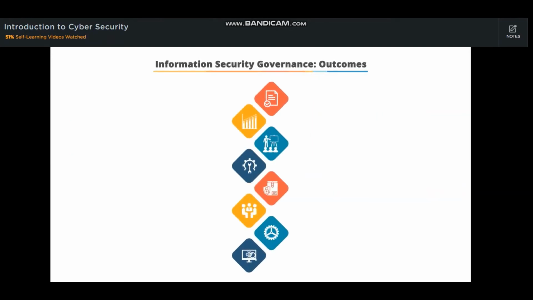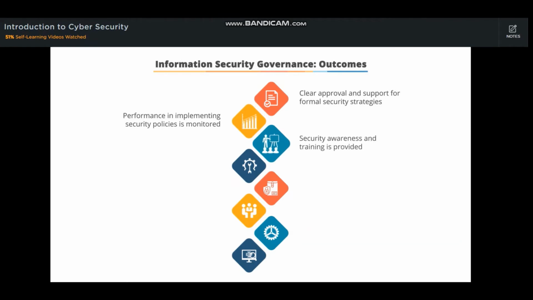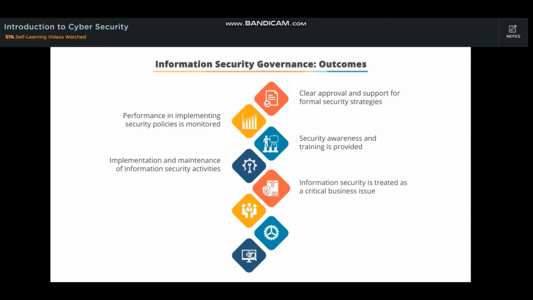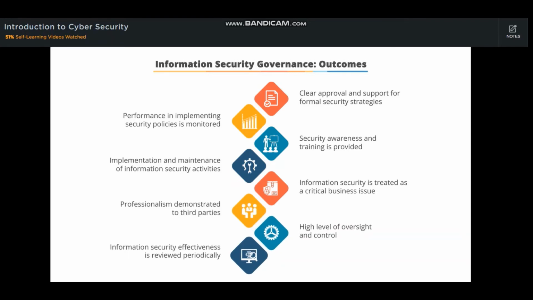Outcomes of information security governance: clear approval and support for formal security strategies and policies, monitoring and measuring organizational performance in implementing security policies, supporting security awareness and training for all staff throughout the organization, adequate resources and sufficient authority to implement and maintain information security activities, treating information security as a critical business issue and creating a security-positive environment, demonstrating to third parties that the organization deals with information security in a professional manner, providing a high level of oversight and control while periodically reviewing information security effectiveness.